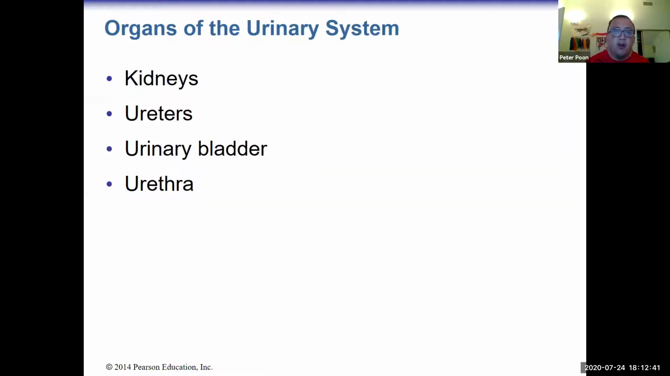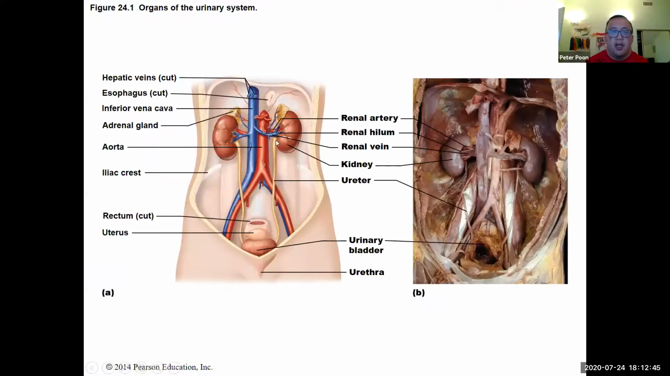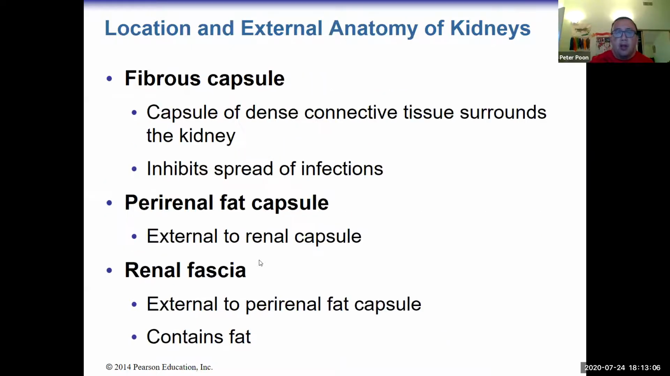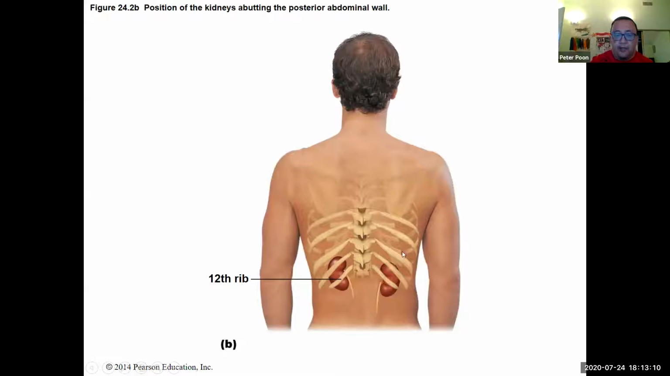Okay, so the four organs are here: kidneys, ureter, urinary bladder, urethra. The kidneys are red brown in color. They're retroperitoneal, which means they're behind the peritoneum, which means the best way to get to the kidneys is actually from the back. The hilum, the renal fascia. So here are the kidneys.